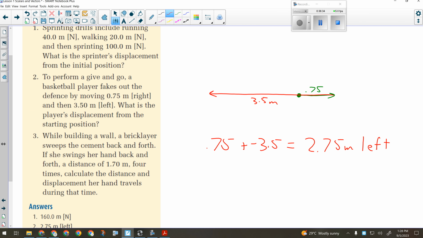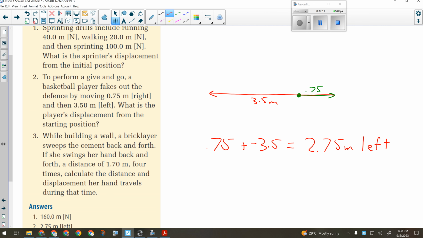Okay. Now, number 3 asks you to do both a scalar and a vector calculation here. Okay? So the person's doing bricklaying, so they're putting the mortar, which is like the gray cement stuff that goes in between the bricks. So they're just smearing that on with a trowel. Okay? While they're doing that, their hand goes back and forth, so out and back, a distance of 1.7 meters 4 times. So if they go out and back 4 times, where do they end up? Back where they started.